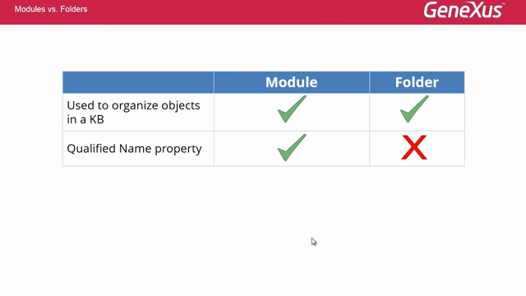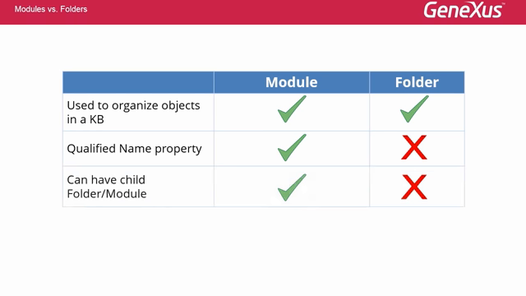One of those differences is that modules are part of the qualified name property and folders are not. This aspect enables us to have two objects with the same name in different modules. Additionally, modules may be parents to folders, while folders may not be parents to modules.